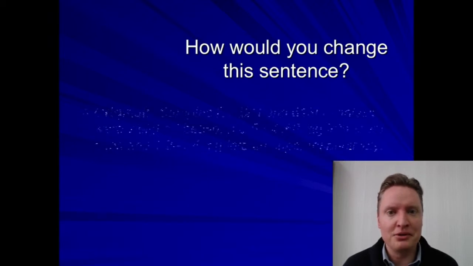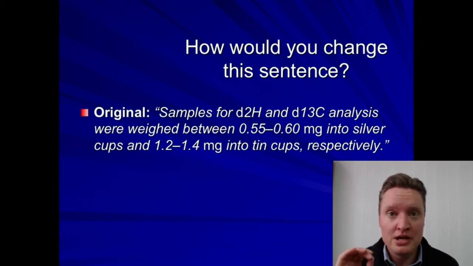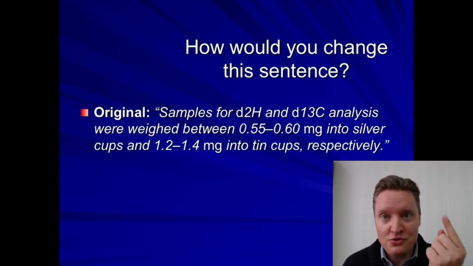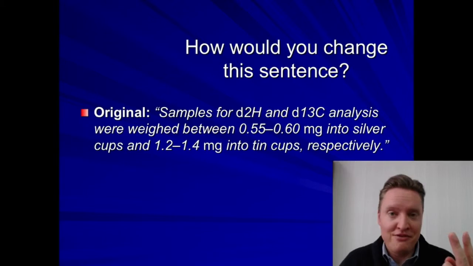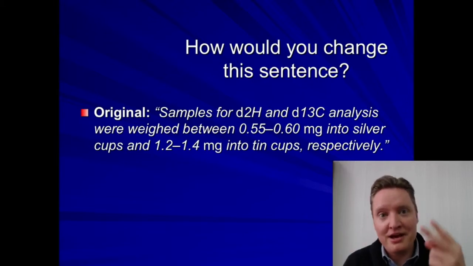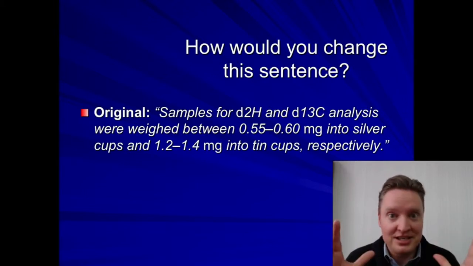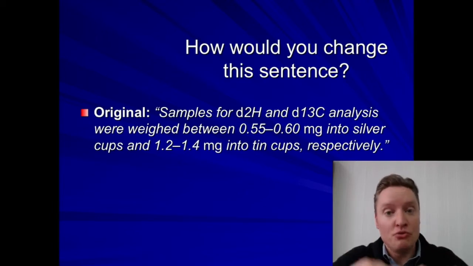Let me show you another example. Samples for D2H and D13C analysis were weighed between 55 and 60 milligrams into silver cups and 1.2 and 1.4 milligrams into tin cups respectively. Too many things. Here we have D2H and D13C, we have 55 and 60, and we have 1.2 and 1.4. So 6 things. We are going to, in this case, rewrite the sentence so that we can put everything together.